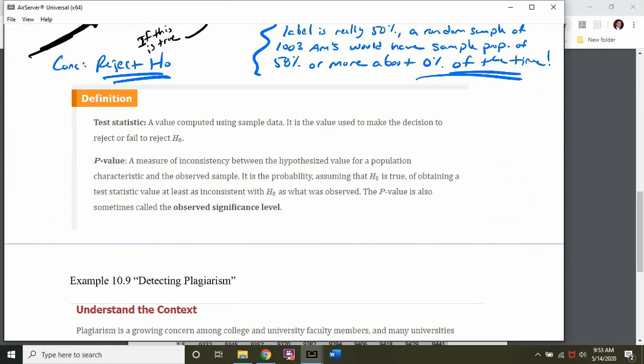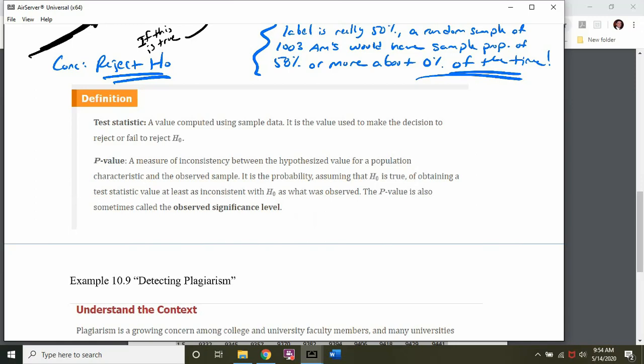Definitions: a test statistic is a value computed using sample data. That's our p-hat. It is the value used to make the decision to reject or fail to reject H sub 0. So we use our p-hat, and then we use that to calculate these probabilities, and then we decide whether to accept or reject.